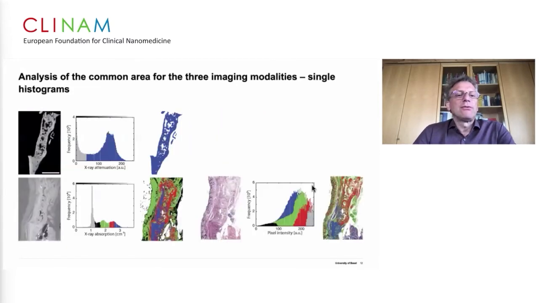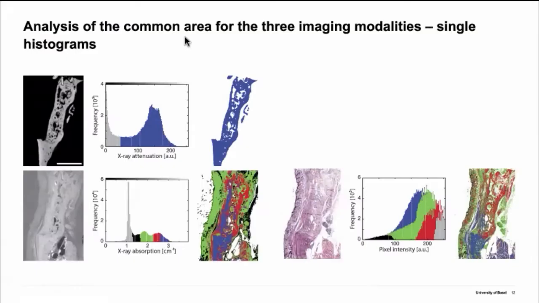The next step we have done is the analysis of a common area for the three imaging modalities individually. That means we have just taken, for example, this virtual slice from the lab-based microcomputer tomography, and you see that we can discriminate between the air, that means the surrounding, and the bony tissue. And you see here that we do see the bony tissue, that means the major part here, and the one formed during the distraction. Here you see the same slice position in the synchrotron radiation-based micro-CT data.